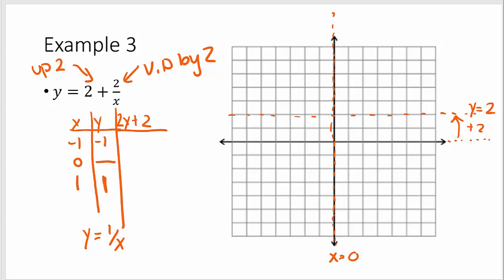We take -1, we plug it into our new expression for y. So -1 times 2 is -2, plus 2 is 0. We plug in 1, 2 times 1 plus 2 is going to be 4. So when we plug those in, we get the points -1, 0 and 1, 4. Then we're just going to do our curve.